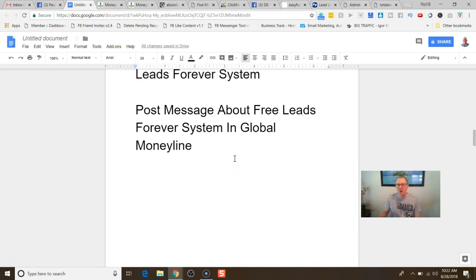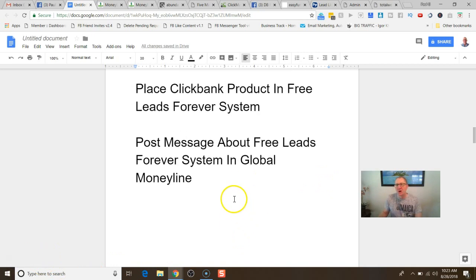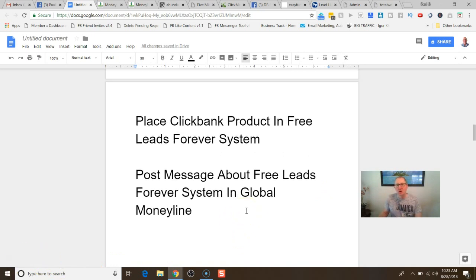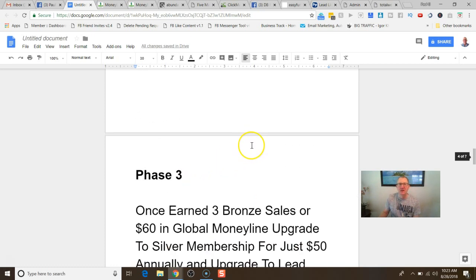Meanwhile, you are still focused on Global Moneyline and getting those $20 sales, bringing people, introducing people to the community, and showing them that they can get traffic and start earning for very little or free. So that is where the focus is. We're going to move to phase 3.